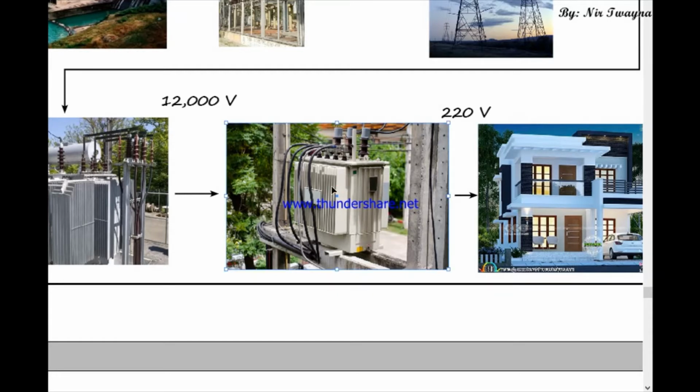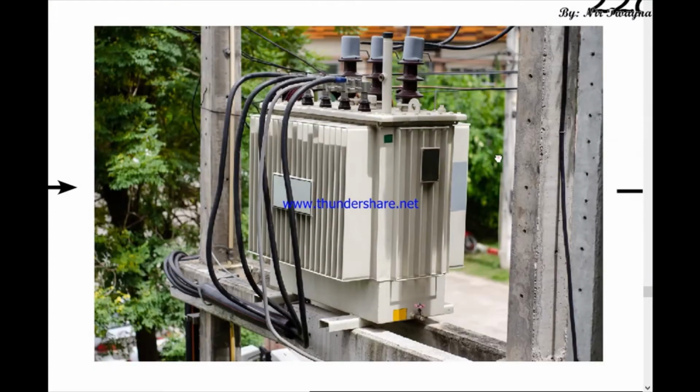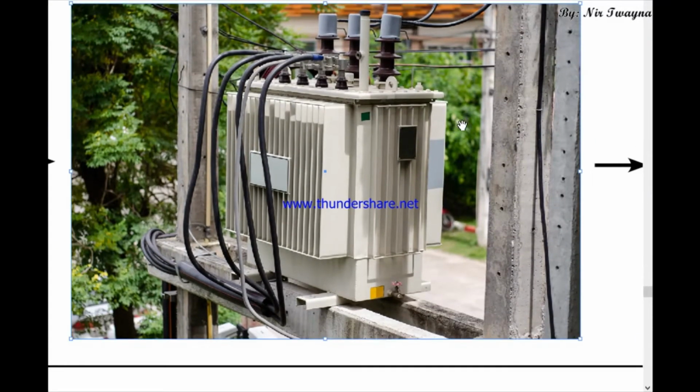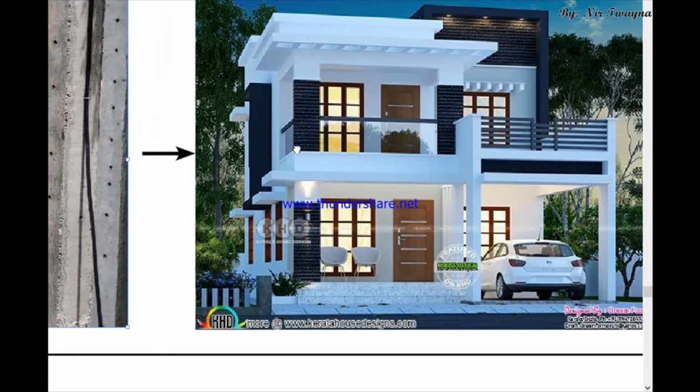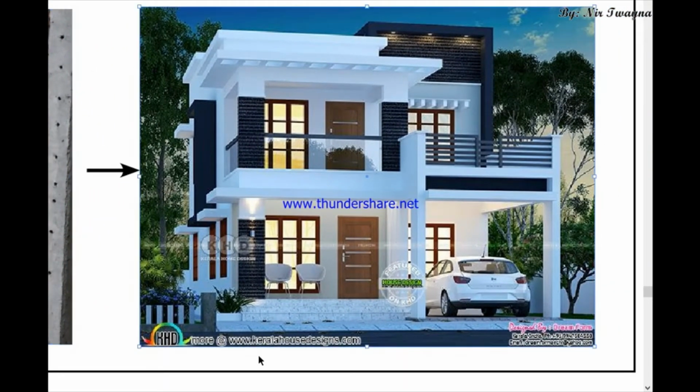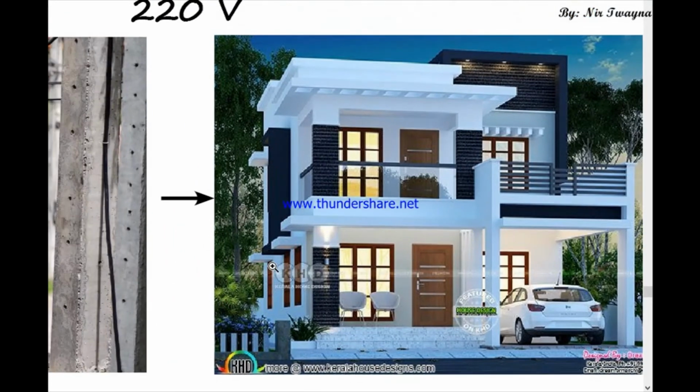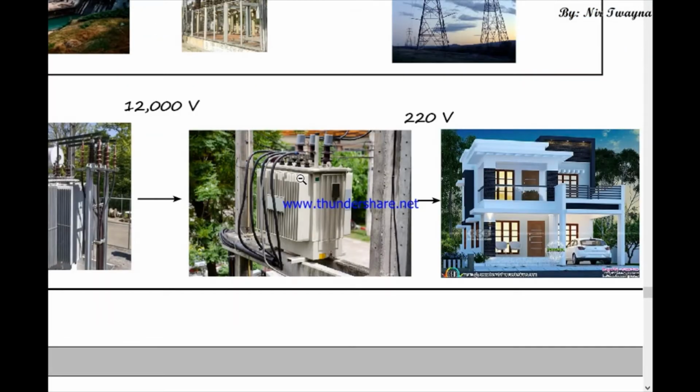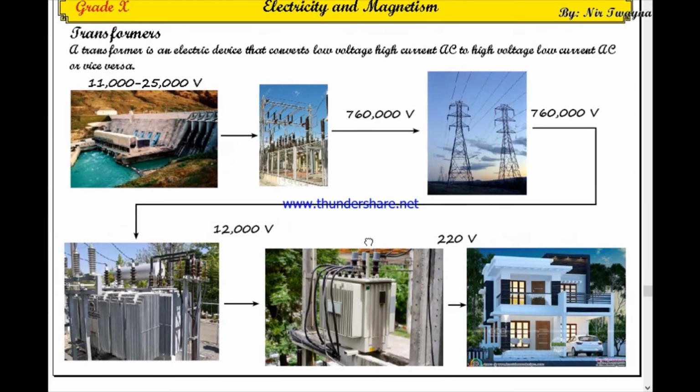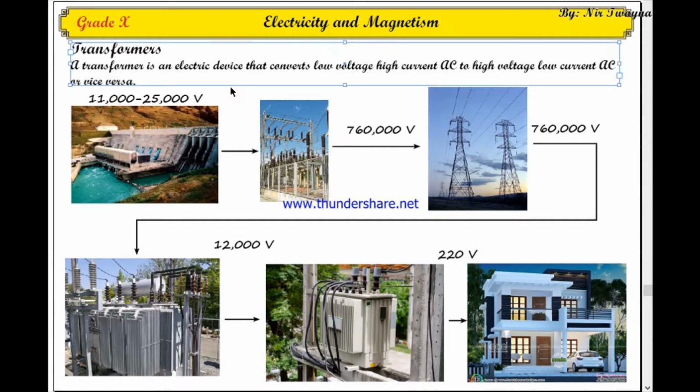Yes, and such transformers receive current at 12,000 volt, and they give out the current as 220 volt. And that 220 volt current is then supplied, distributed to your house. Understood? Okay, so in this entire process, we have talked about converting or changing the voltage of current.